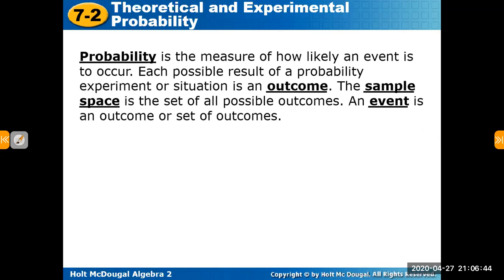Probability is the measure of how likely an event is going to occur, and each possible result of a probability is known as an outcome. And then all the possible outcomes together make up the sample space. So these are the terms we need to understand from here. What is an outcome? What is a sample space? And what is an event? An event is an outcome or set of outcomes.